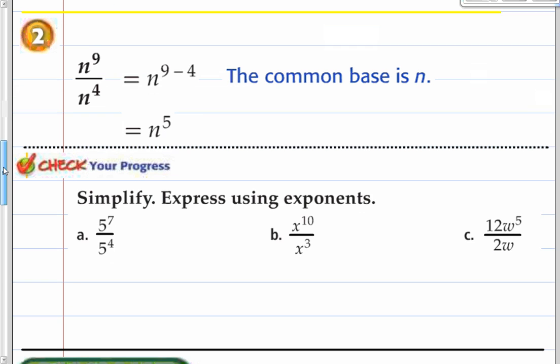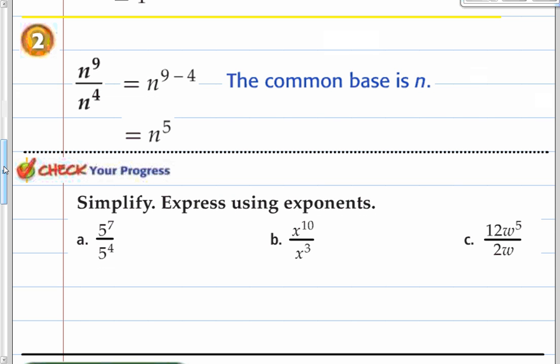Why don't you try 3 of them? Go ahead and pause the video. Try these in your notes. I'll do them right now. 5 to the 7th power over 5 to the 4th power, written as one power, would be: notice that your 5s are the same, those are your bases, so all you have to do is take 7 minus 4 to get how many 5s you're going to have repeated. So it's going to be 5 to the 3rd power. There's your final answer.